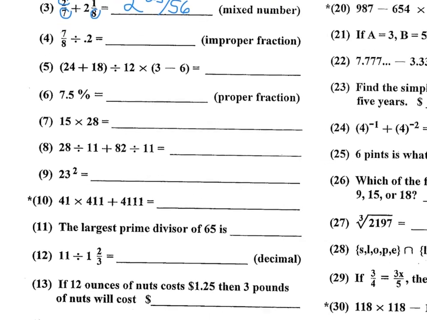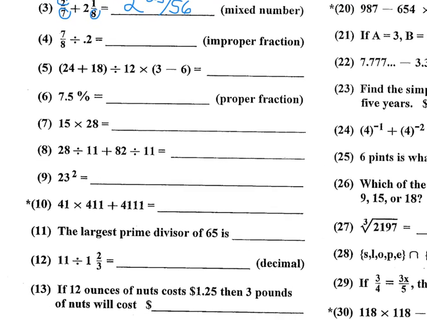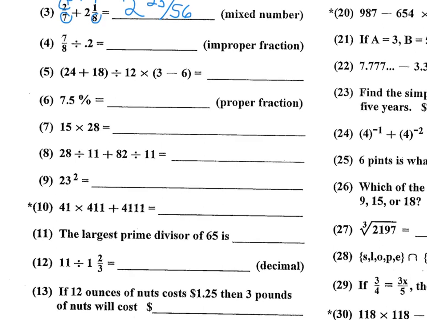Number 4, 7/8 divided by 0.2. Well, remember that 0.2 is actually 1/5. And so when you divide by 1/5, you're actually multiplying by 5, the reciprocal of 1/5. So 7 over 8 times 5 over 1, that would be 7 times 5, which is 35 over 8. And since they want the answer as a proper fraction, you would leave it like that.